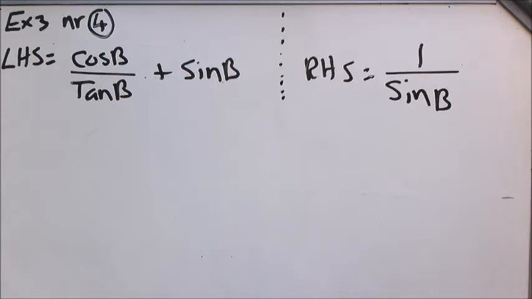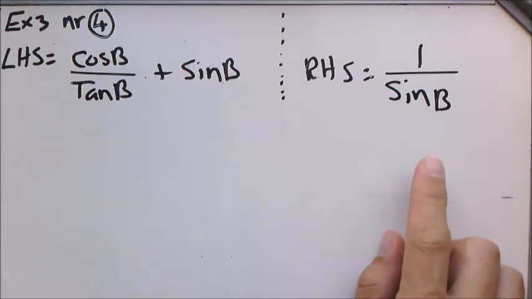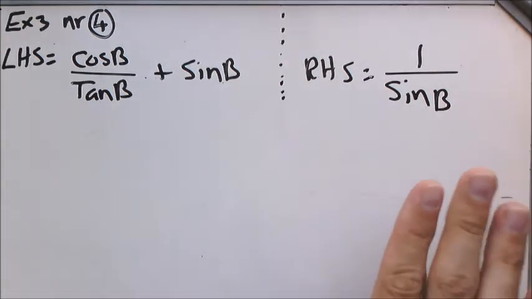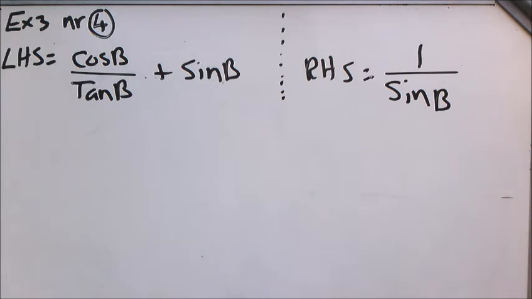Okay, we're looking at number 4. You can see the left hand side is cos beta over tan beta plus sine beta. The right hand side is 1 over sine beta. So the right hand side is more simple than the left hand side. It's a single term, it's a single unknown, it's a variable, so we're just going to leave the right hand side as is, so we know what we're working towards, but we're going to start with the left hand side. Okay, so the only identity that we can apply currently is our quotient identity, tan beta. So let's apply that one.